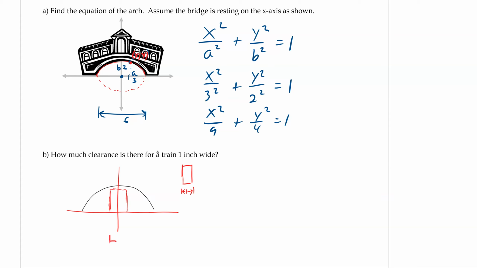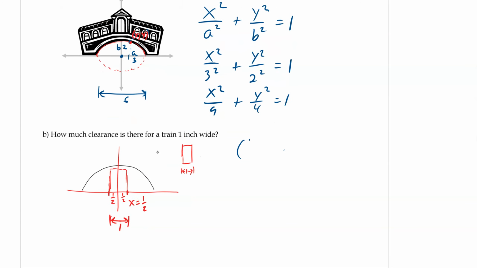So if it's 1 inch wide, that means it would be half an inch on each side. So that means my x value is a half. It's half of that 1. So now I plug in a half into my equation for the x, and it'll tell me my y. This is 1/4 over 9 plus y squared over 4 equals 1.